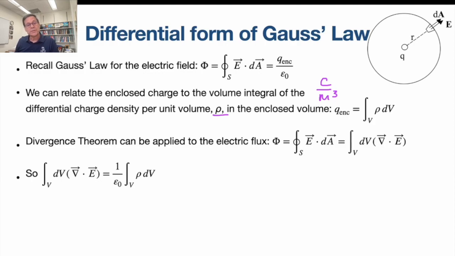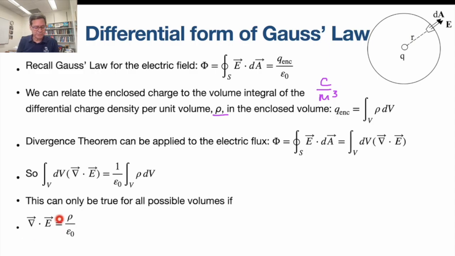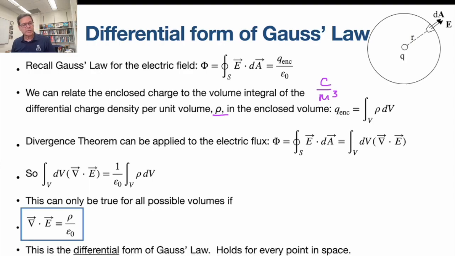So for that to be true, it's the integrand within each integral that has to be equal. That can only be true for all possible volumes if the divergence of the electric field, del dot E, equals the electric charge density rho over epsilon naught, the permittivity constant. So there you go. There is a differential form of Gauss's law in electromagnetism. It holds for every point in space, and it's relating the divergence of E to the charge density at that point in space. We transformed an integral into a partial differential equation here, because the divergence operator, recall, has d/dx, d/dy, and d/dz components that are dotted with the x, y, and z components as shown here.